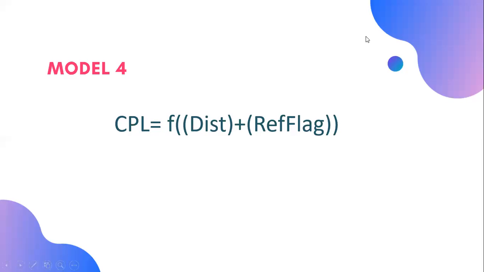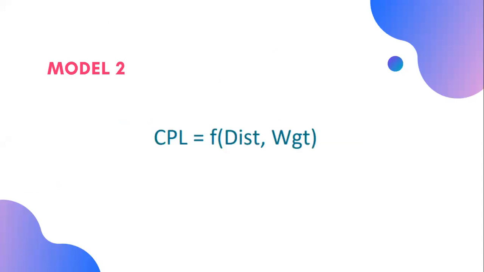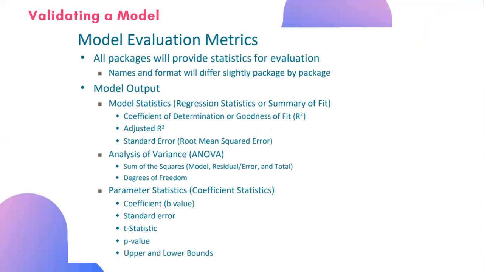Now next, in model 4, we have a little bit of a different situation. We're going to look at a model where the cost per load is dependent on distance and also ref flag. And ref flag is basically, in this particular situation, we are going to be adding a dummy variable. So let me just take you back a couple of slides right over here, just to explain what's happening.